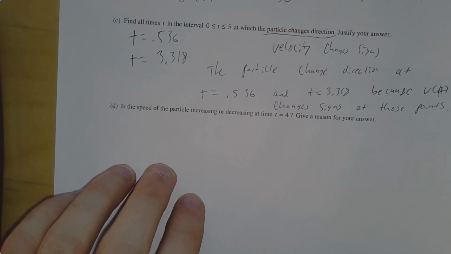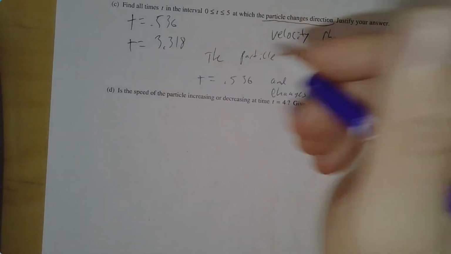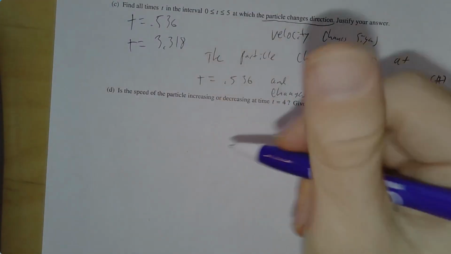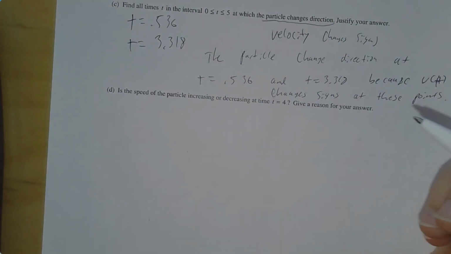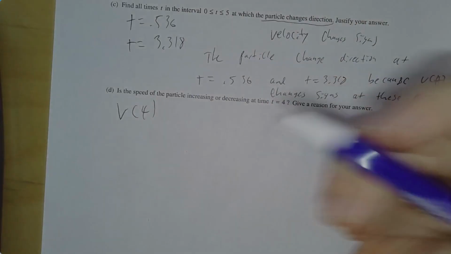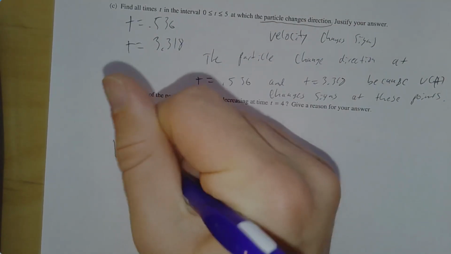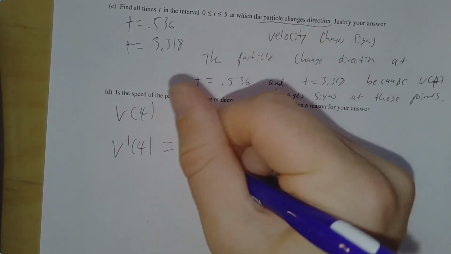Okay. Is the speed of the particle increasing or decreasing at time t equals 4? So again, this is one of those things you need to know. To tell whether the speed is increasing or decreasing, I need to know the velocity and acceleration. So we need to find out what v of 4 is, and you need to find out what the acceleration is. So we need to find out that v prime of 4 equals a of 4. And what does that equal?